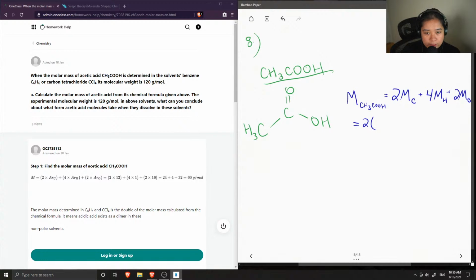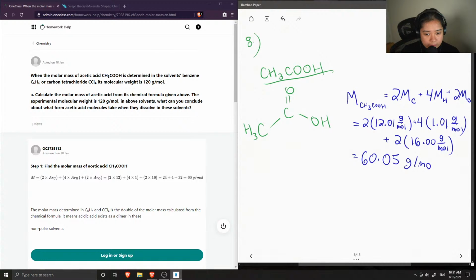So if we look at our periodic table, carbon has a molar mass of 12.01 grams per mole. Hydrogen has a molar mass of 1.01 grams per mole. And then lastly, oxygen has a molar mass of around 16 grams per mole. So if we add all these values up, we get a molar mass of 60.05 grams per mole.